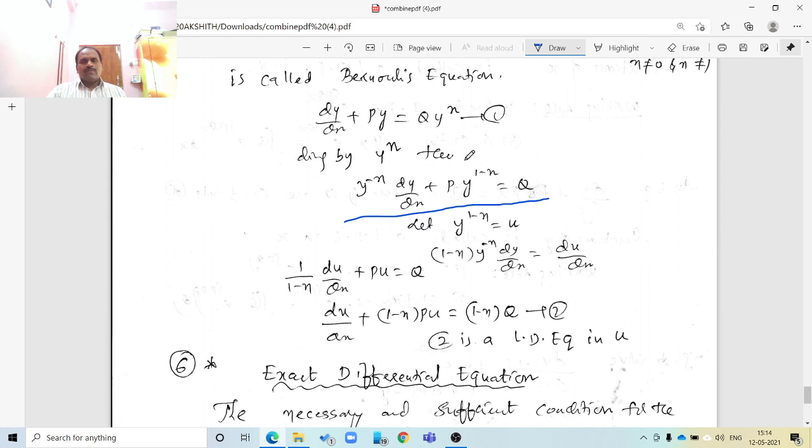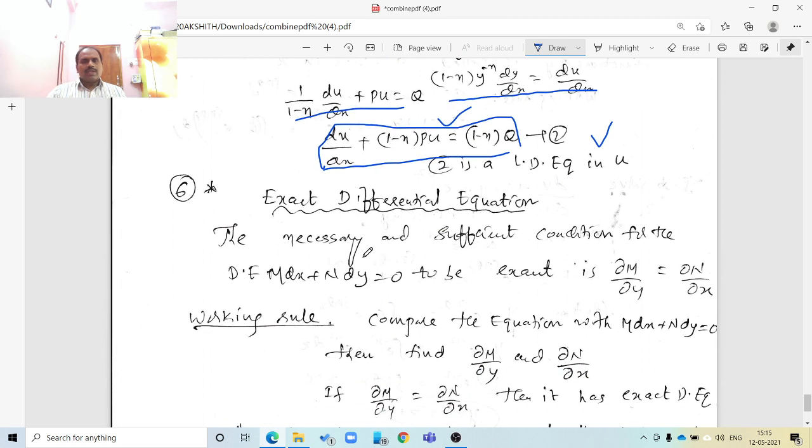Let us take y power 1 minus n is equal to u, and after substitution and differentiation, finally you will get this equation. Clearly this equation is in the form du by dx plus (1 minus n) p u is equal to (1 minus n) q. That means it is in linear form, that is, it is clearly a linear equation in u. So whenever it is a linear differential equation, you can solve it.